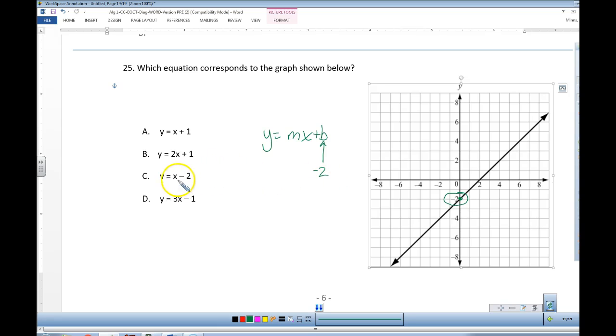This is the only equation that has negative 2 as the y-intercept. But let's just check to make sure. Does it also have 1 as my slope? Is my slope 1? Well, up 1 over 1, I'm back on the graph. Up 1 over 1, so yes. My slope is 1. C is the right answer.